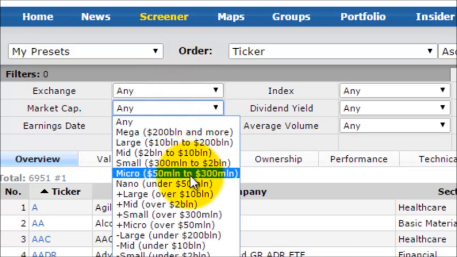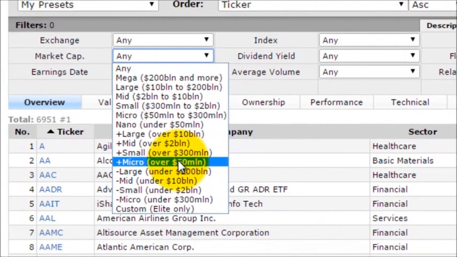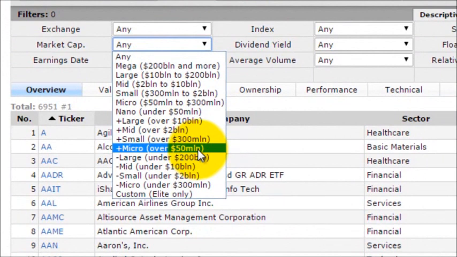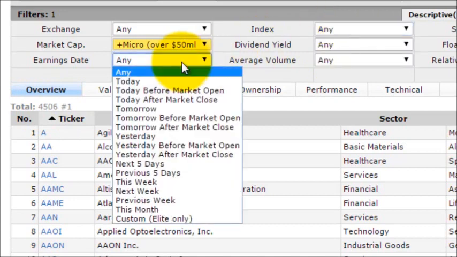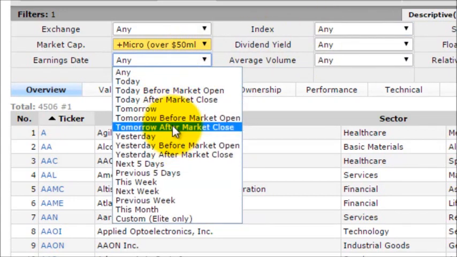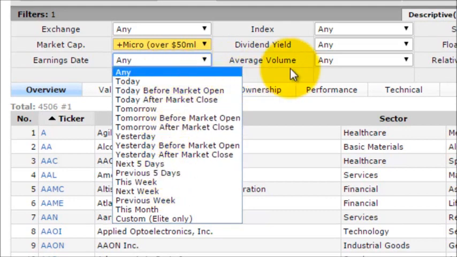Market cap, I'm going to have to say that I probably want to go with something over 50 million in market capitalization, size-wise. So I'll say plus micro there, and that'll whittle it down to 4,500 stocks you see here. The next thing I want to look at here is we could say earnings date. We want to have earnings real close, or we want to wait. I'm just going to leave that alone. I'll look at that later.